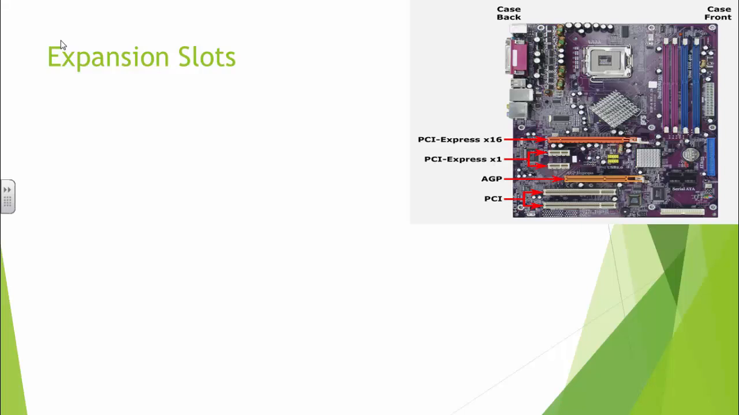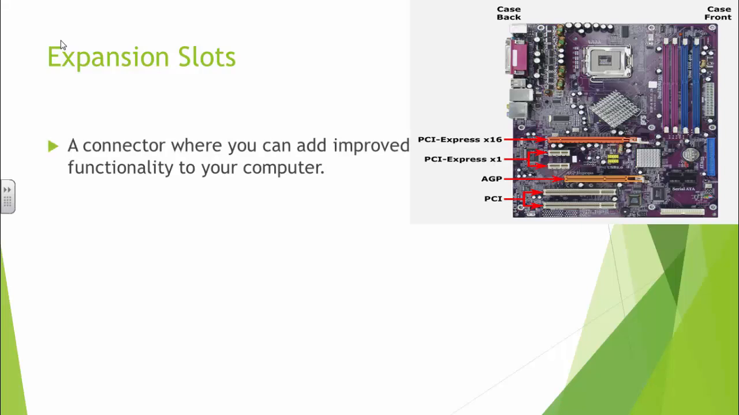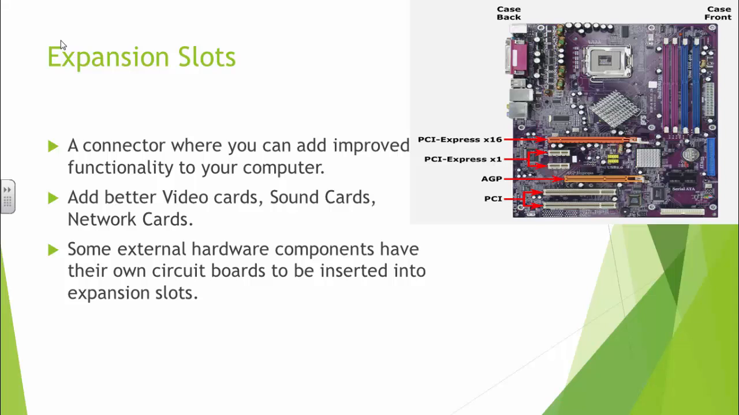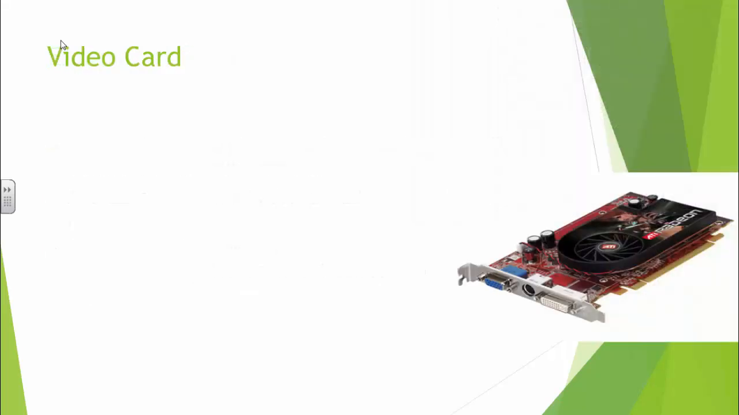So we alluded briefly to expansion slots. There are various kinds of expansion slots on the motherboard. These are simply connectors where we can improve the functionality of our computer. This might mean upgrades of things like video cards, sound cards, network cards. These components have their own circuit boards, and when they're inserted into these expansion slots, they enhance the functionality of the computer. And one of these components is worth examining in a bit more detail.